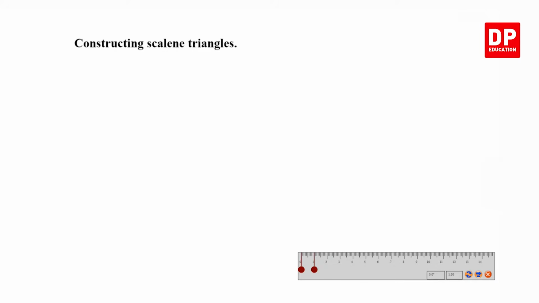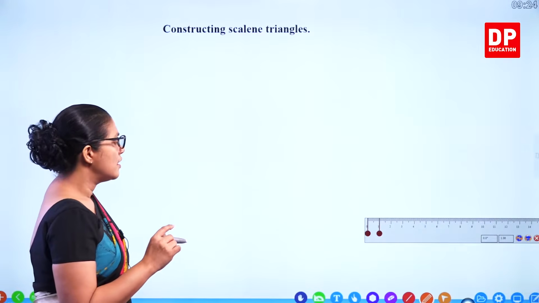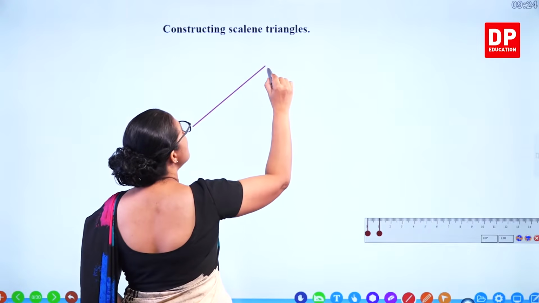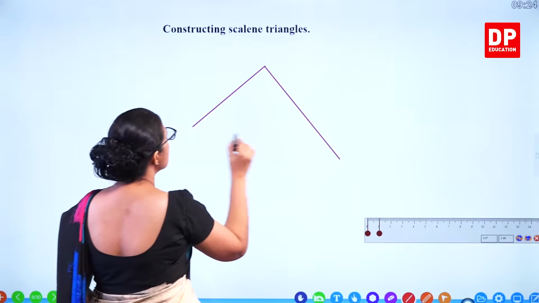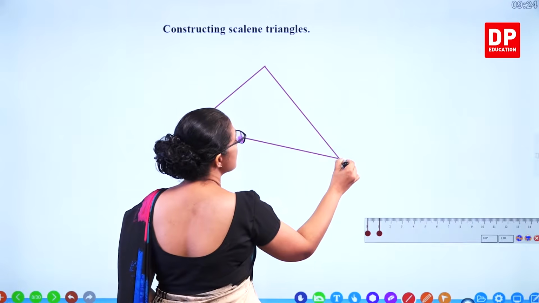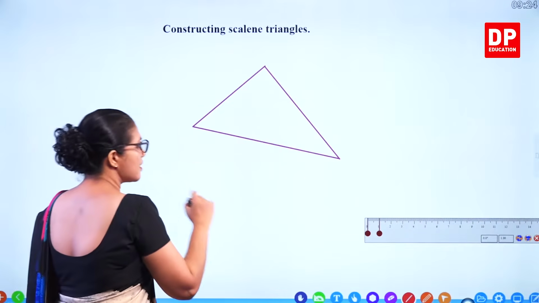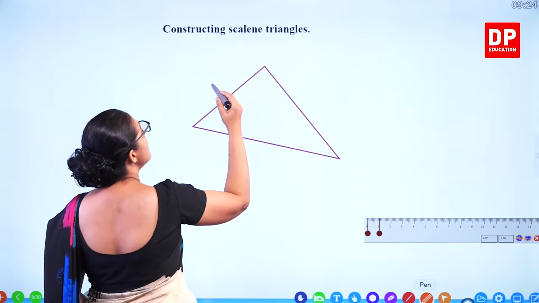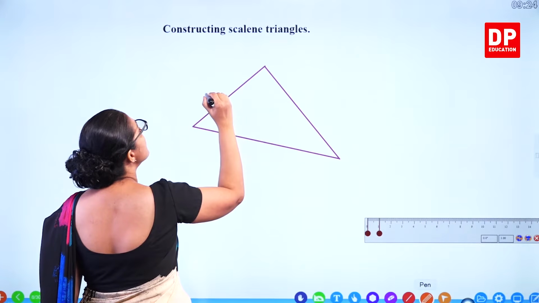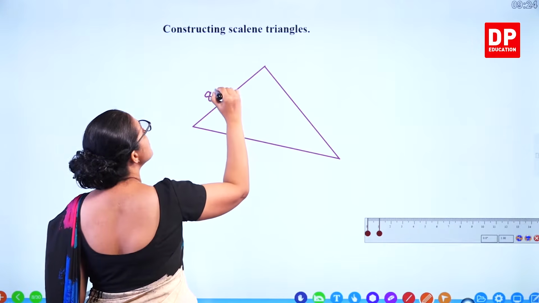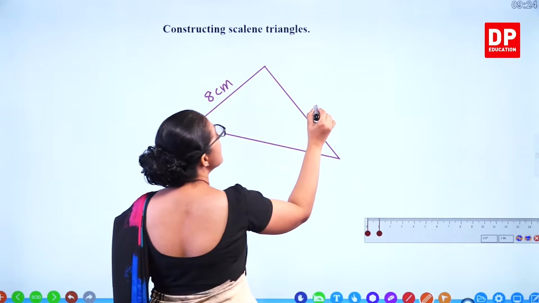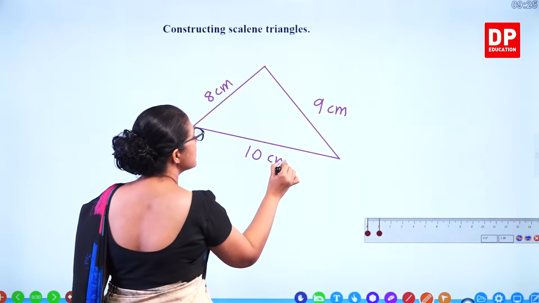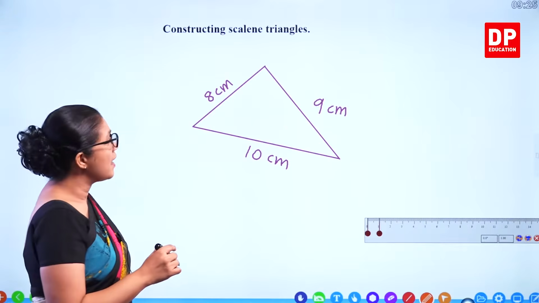Constructing scaling triangles. So what are scaling triangles? Scaling triangles means a triangle with all lengths different. So you can get different lengths. So this can be a scaling triangle. So how can we identify whether we can draw a triangle? So take, this is 8 centimeters and this is 9 centimeters and this is 10 centimeters. How do we identify whether we can draw this?